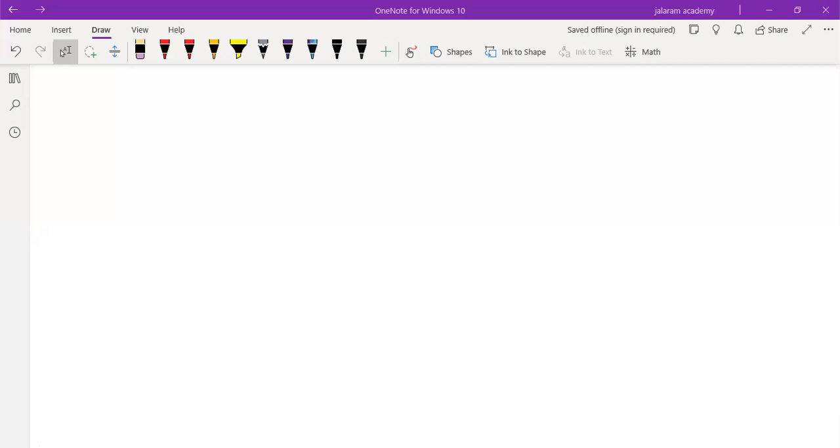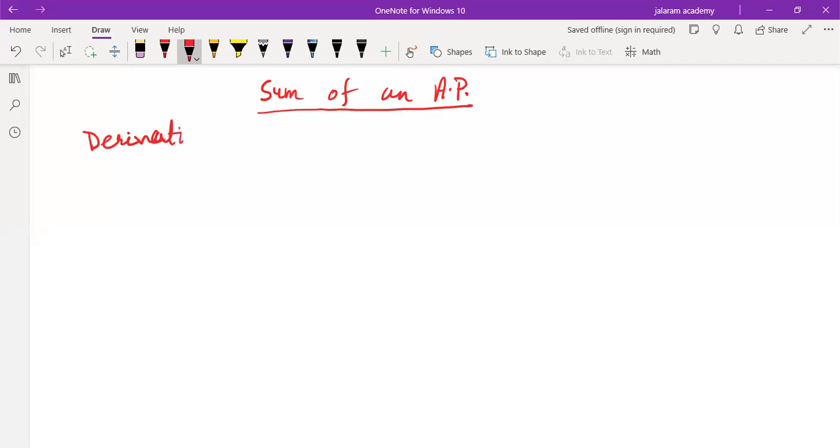And now today we will start the sum of an arithmetic progression. In short, we call it an AP. Sum of an AP. So first we derive the formula for the sum of an AP.